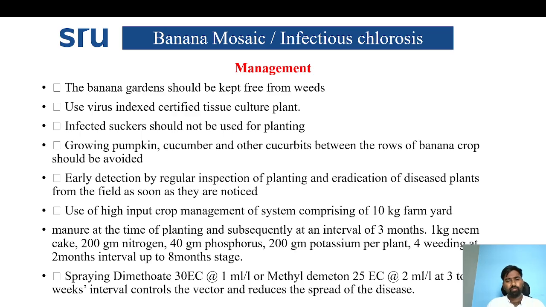These are some agronomic practices which will avoid the infection and increase the resistance in the banana plant. With application of systemic insecticides like dimethoate 30 EC at the rate of 1 ml per liter and methyl demeton 25 EC at the rate of 2 ml per liter, we can control the vector movement.